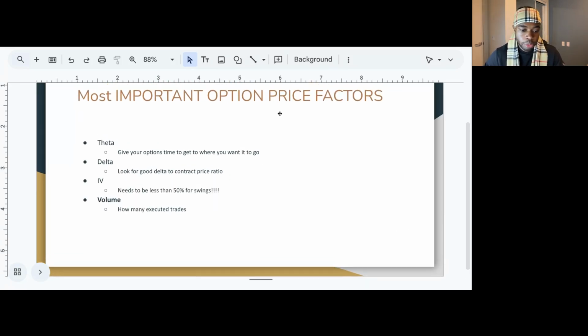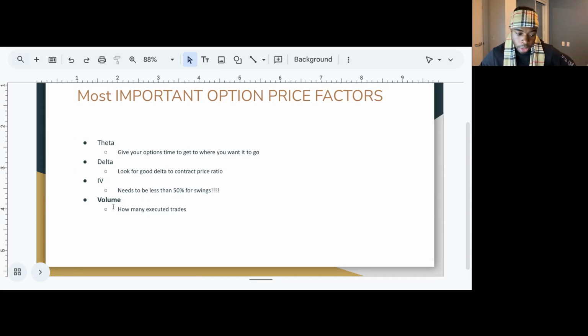And again, the most important option price factors are going to be theta. So theta, again, give your options time to get to where you want it to go. Delta, look for a good delta to contract price ratio. And it's a pretty easy way to kind of guesstimate how much you can make for every dollar move. IV, so the IV needs to be less than 50% for swings, and then volume.